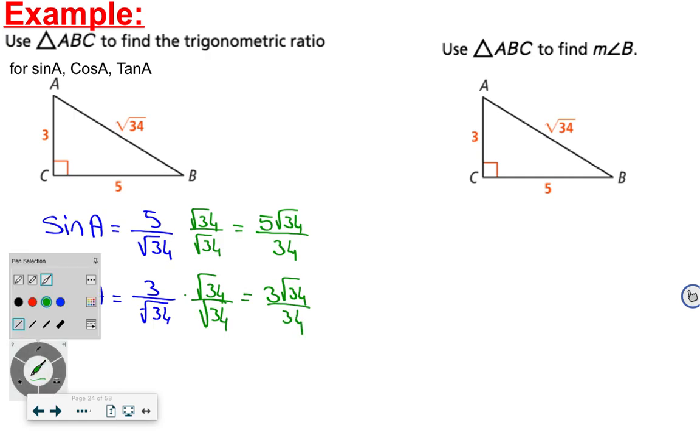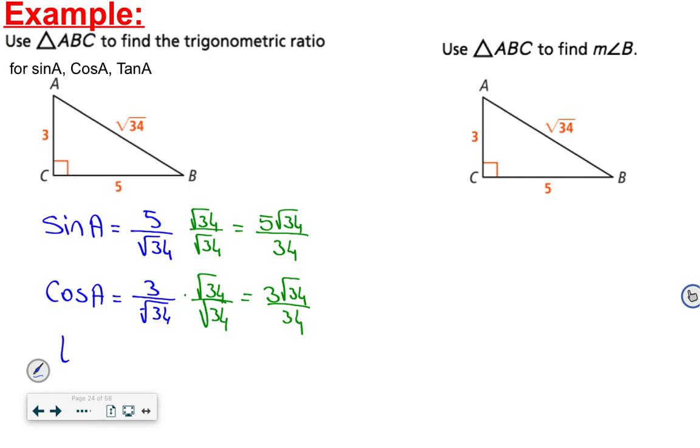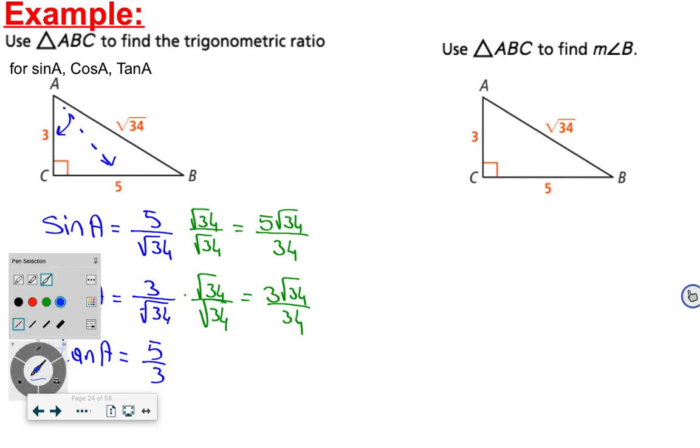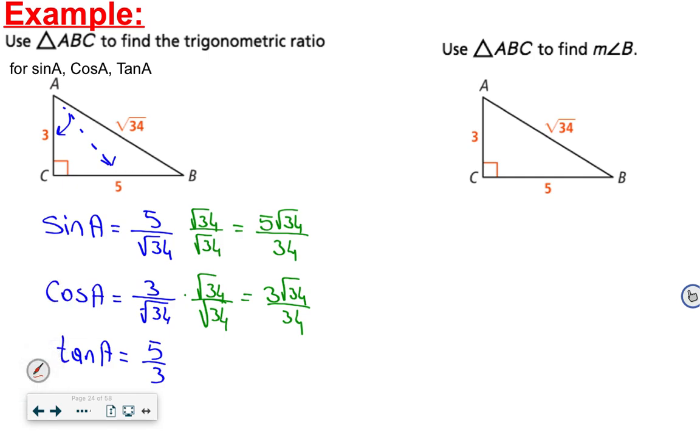The last one is tangent. Tangent A is opposite over adjacent. Opposite over adjacent, which means 5 over 3, and this is your answer. In the second part, we are going to use the inverse of trigonometric function.